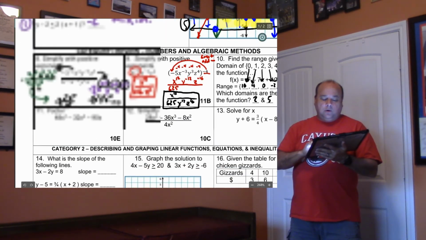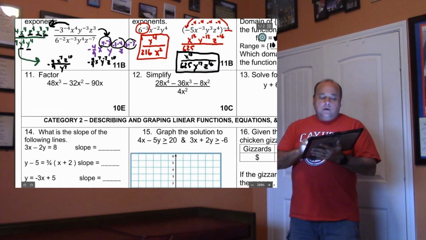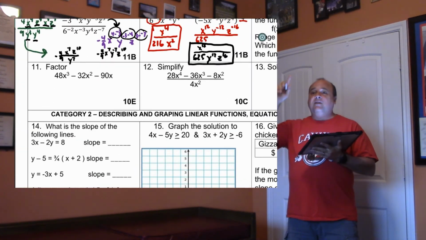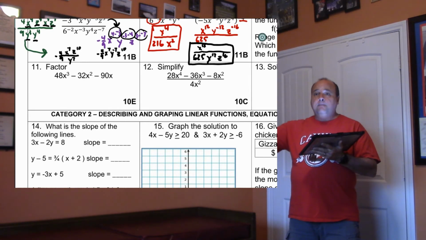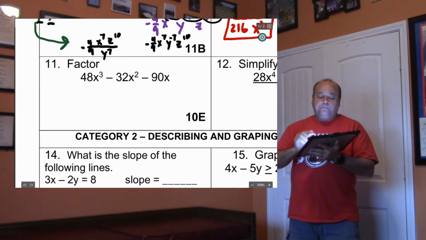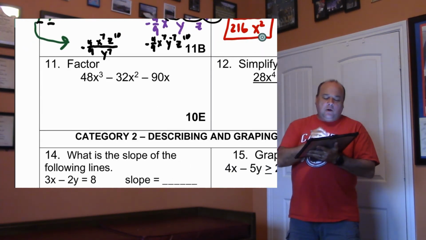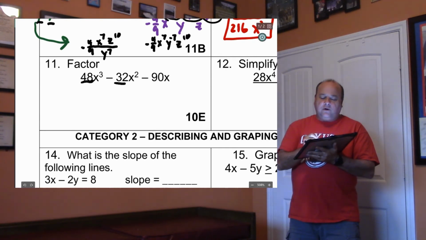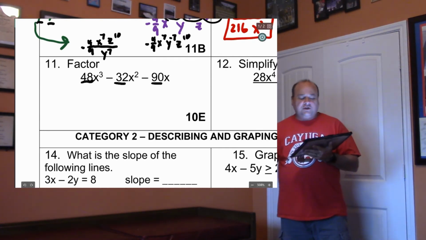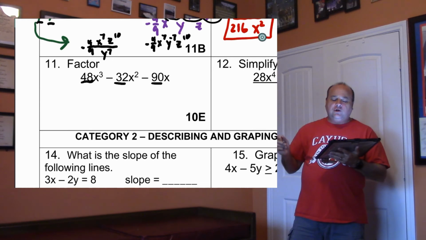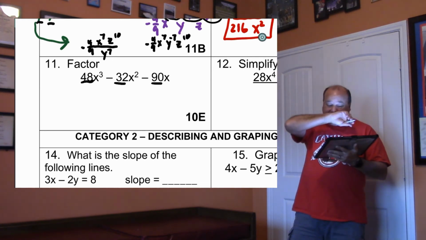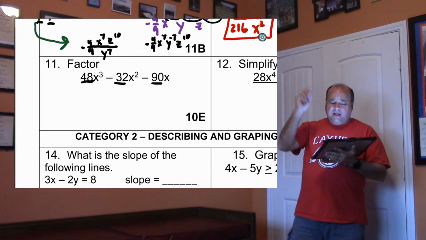Let's go to number 11. Notice number 11 has 3 things in it, okay? So this is getting a little bit harder here. So we need to find the largest number that goes into 48, 32, and 90. And that's going to be 16. No, not 16. Let me get 90.